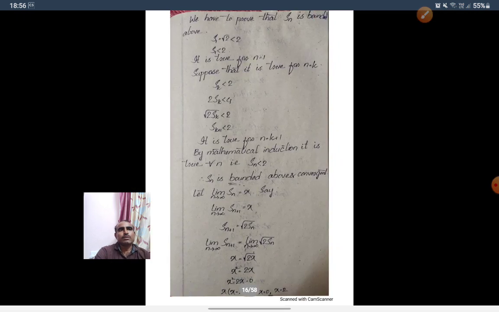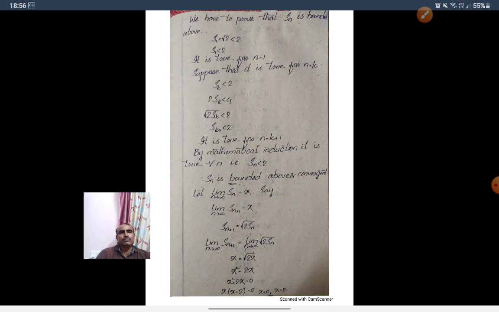Now we have to prove Sn is bounded. S1 is equal to root 2, which is less than 2. It is true for n is equal to 1. Suppose it is true for n is equal to k, so Sk is less than 2. 2Sk is less than 4. Root 2Sk is less than root 4, which is 2. So Sk plus 1 is less than 2. So it is true for all n. So Sn is less than 2.